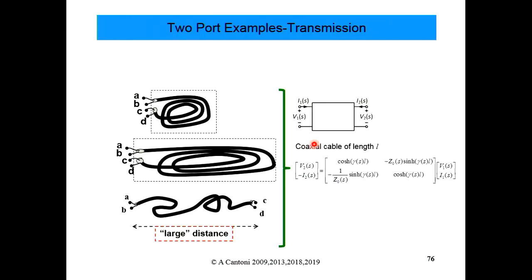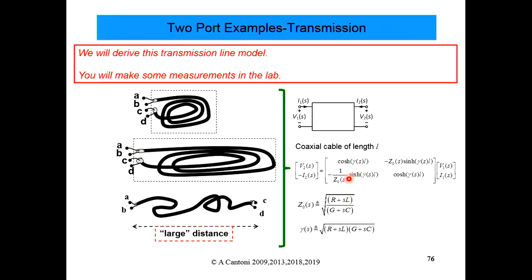Anyway, later we'll actually derive a two-port model for a transmission line, and in the Laplace domain it looks like this, okay? It gives you some idea. It looks nasty and complex, but we'll look at it later, okay? So we'll derive the transmission line model in the lectures, but you also look at measurements in the lab. Some of you have already done, okay?